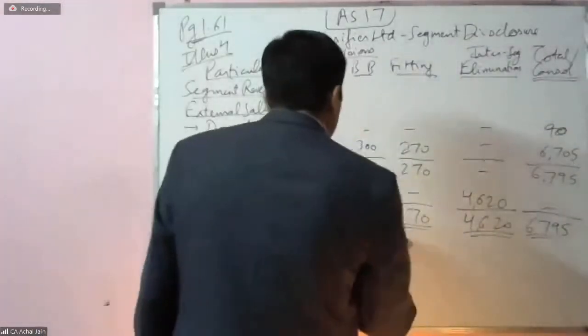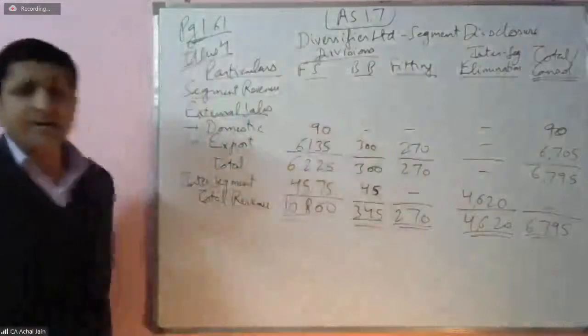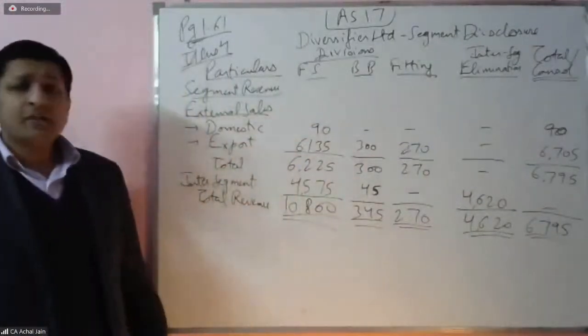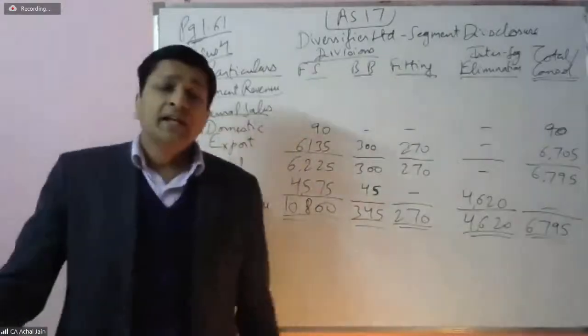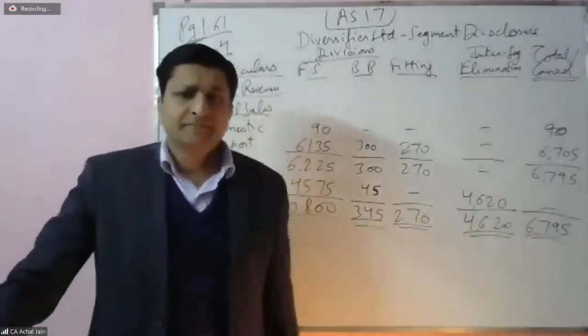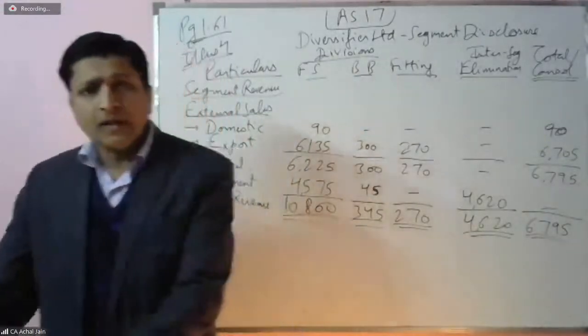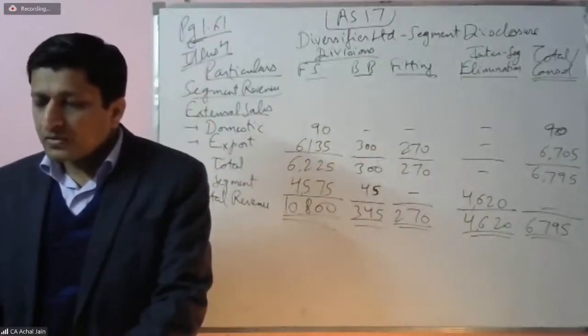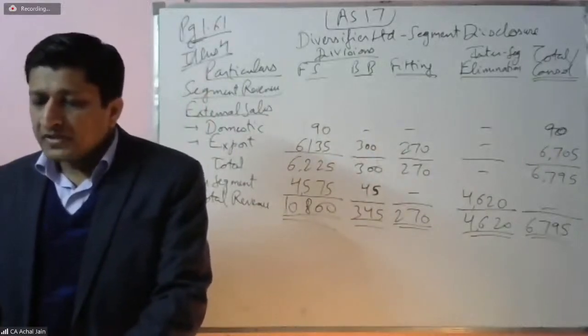So this is the segment revenue disclosure. This is how disclosure of segment will be given in respect of revenue only. Clear? Any questions in respect of this disclosure that we have given? Please let me know.